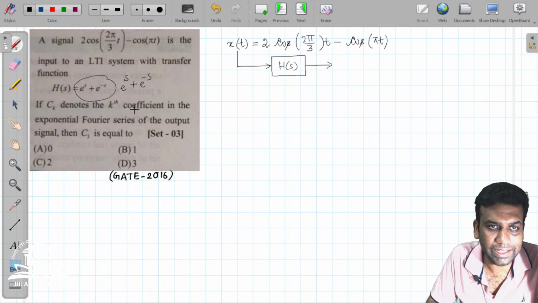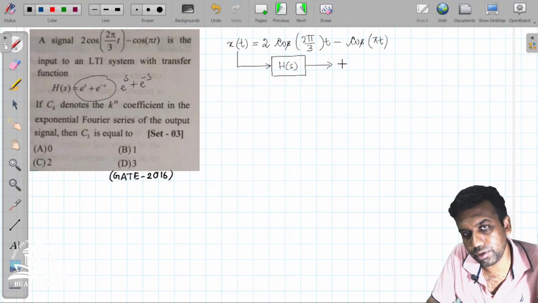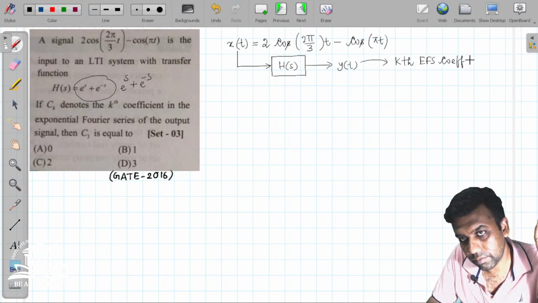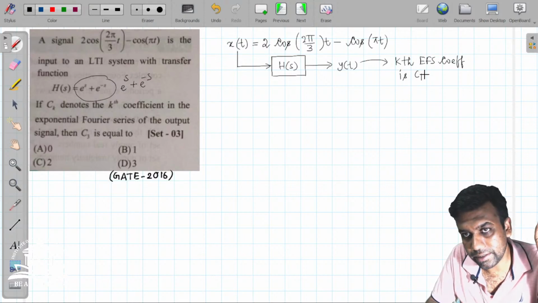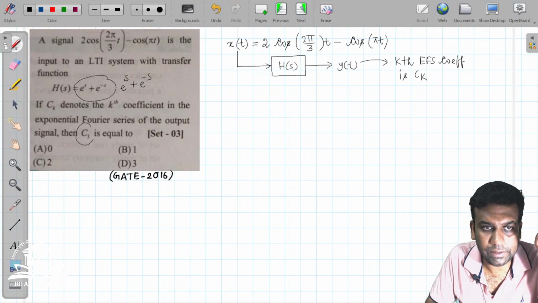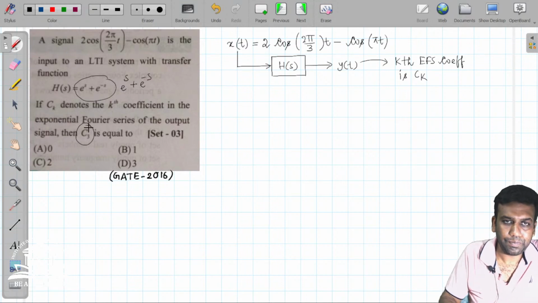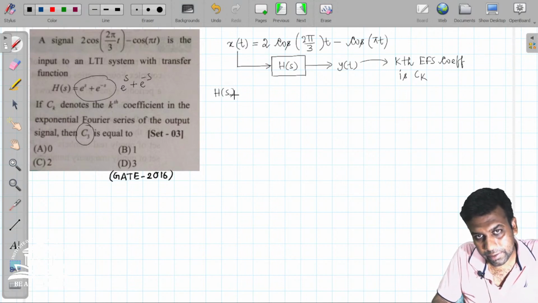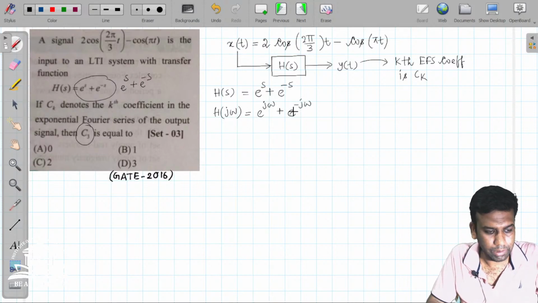Now if Ck denotes the kth exponential Fourier series coefficient, EFS coefficient, of the output, suppose there is an output, then C3 is equal to what? Simple as that. So now the transfer function Hs is given by e to the power s plus e to the power minus s. So I can put s equals to j omega, so e to the power j omega plus e to the power minus j omega. In this way I can write.